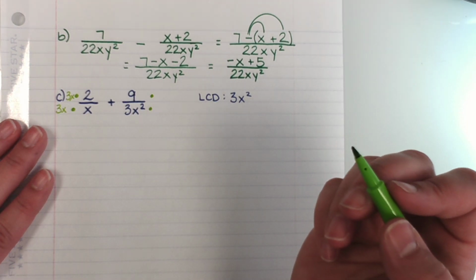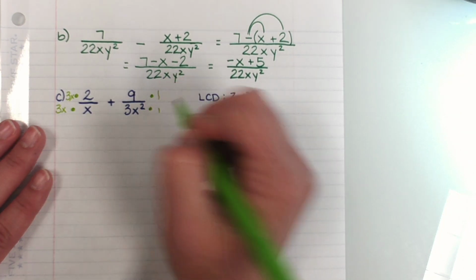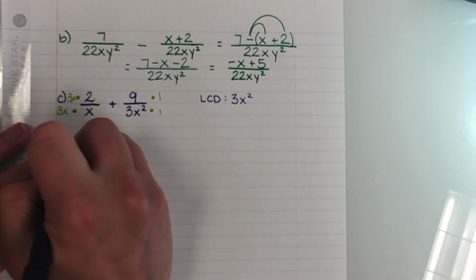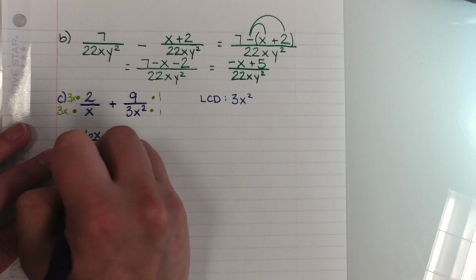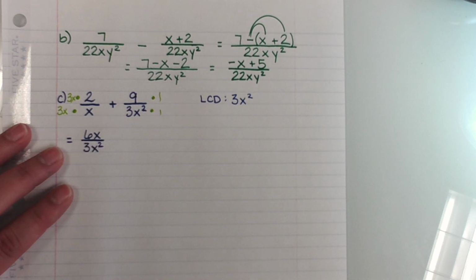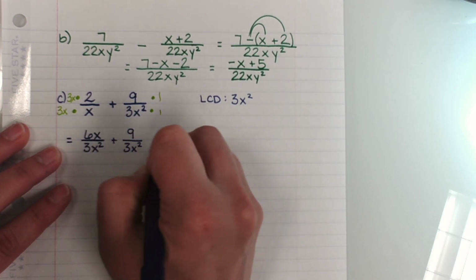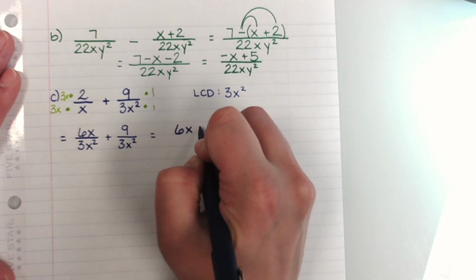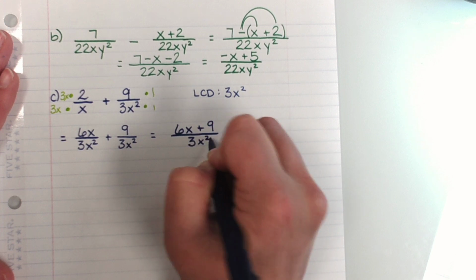technically, do I need to multiply anything? If I am multiplying, what number am I multiplying by? 1. Okay, 3x times 2, 6x, 3x times x. Hopefully it's 3x squared. If it's not, I've got a problem. Plus 9 over 3x squared. Get the common denominator, add the numerators. I don't know why I ever said 3. 6x plus 9 over common denominator, 3x squared.